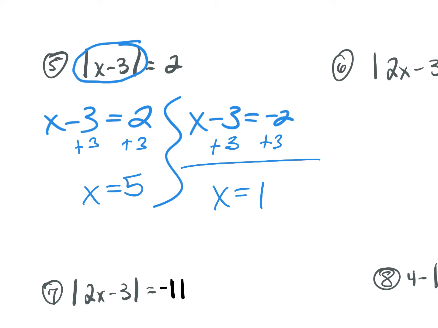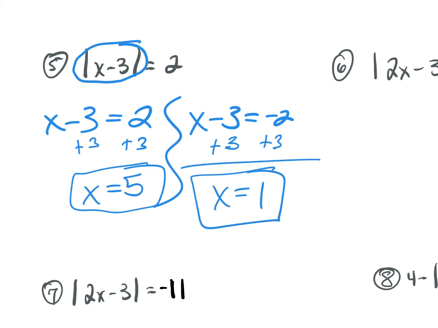So plug 5 back in, put it into the original. 5 minus 3 is 2. What's the absolute value of 2? 2. Does 2 equal 2? Yes. Sweet. Plug in 1. What's 1 minus 3? What's the absolute value of negative 2? 2. Does 2 equal 2? Good to go.